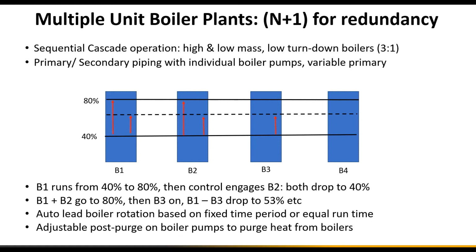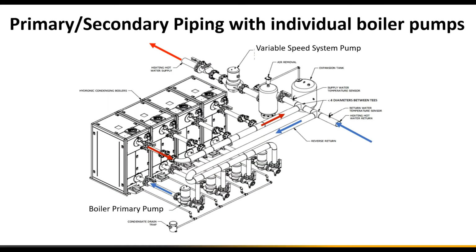There'd be some lead-lag rotation, maybe some equal runtime on boilers, and so yes, you would have the redundancy, but you would have a fair amount of piping. For boilers that require a specific flow rate or are quite flow rate dependent, it's a perfect way of piping up these boilers. Moving on to the next slide, we see what that would look like in a typical application.